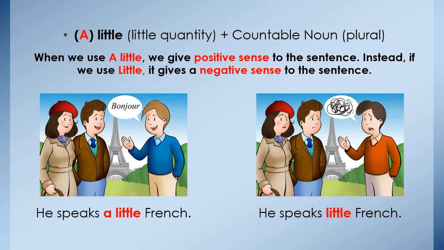For example, in the first picture, at the left side, we can see he speaks a little French. And we can notice that the person is saying hello in French. He knows how to speak in French. And in the second picture, the sentence says, he speaks little French. And we can see that the person is confused and doesn't know how to talk to the other two persons.